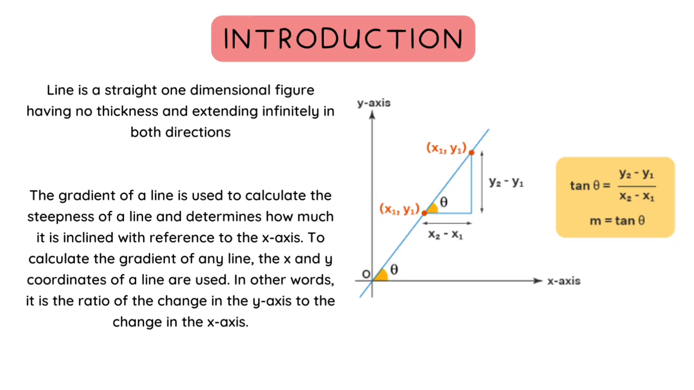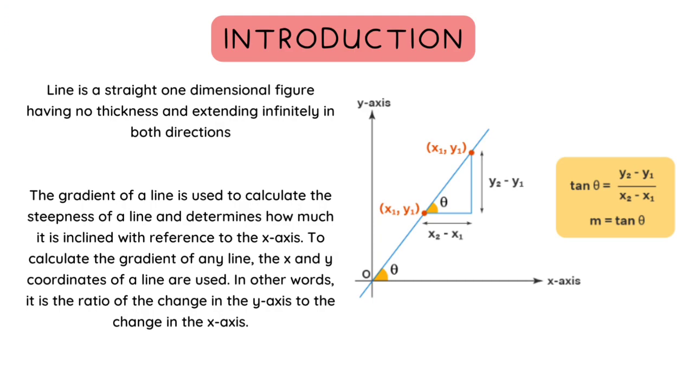The gradient of line is used to calculate the steepness of line and determines how much it is inclined with reference to the x-axis. To calculate the gradient of any line, the x and the y coordinate of a line are used. In other words, it is the ratio of the change in the y-axis to the change in the x-axis.